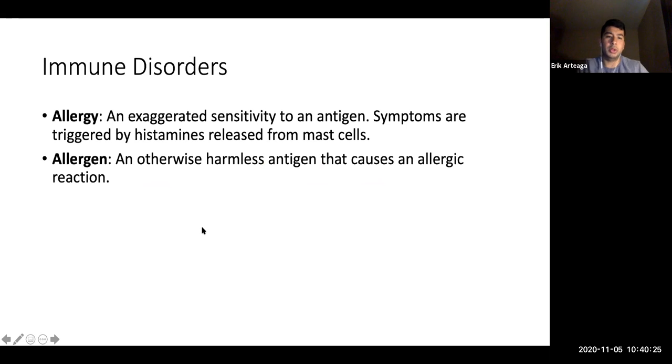So immune disorders, we have allergies, which is an exaggerated sensitivity to antigen. Symptoms are triggered by histamines released from mast cells. So remember, mast cells are going to cause those allergic reactions, or you have the runny nose and the watery eyes. Okay. An allergen is an otherwise harmless antigen that causes an allergic reaction.